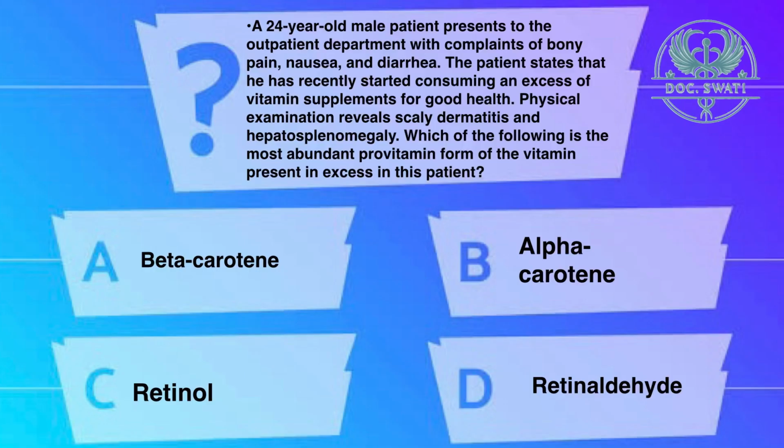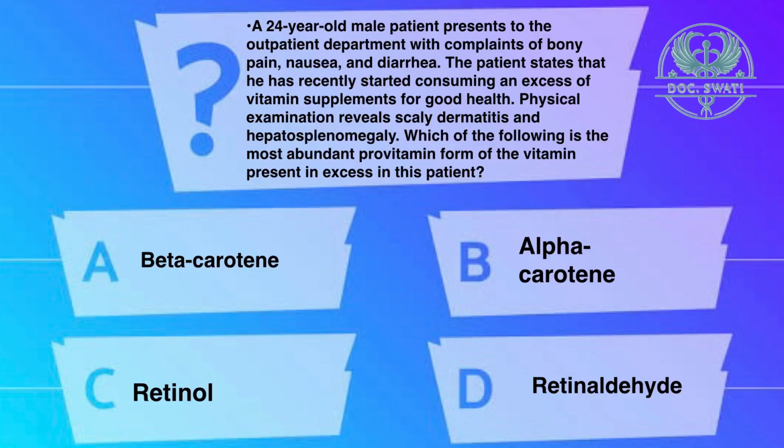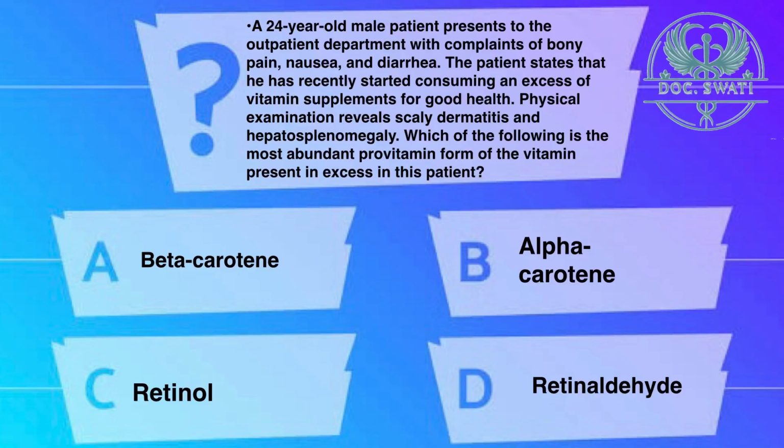Our next question is, a 24-year-old male patient presents to the outpatient department with complaints of bony pain, nausea and diarrhea. The patient states that he has recently started consuming an excess of vitamin supplements for good health. Physical examination reveals scaly dermatitis and hepatosplenomegaly. Which of the following is the most abundant provitamin form of the vitamin present in excess in this patient?